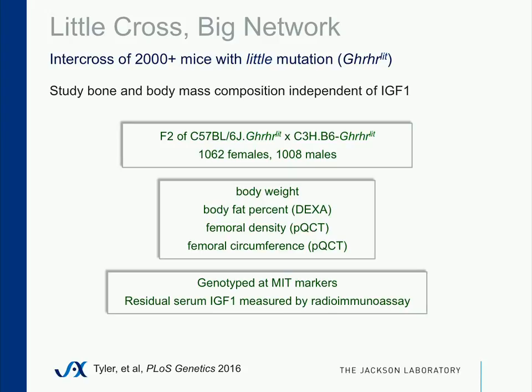and so we found what we call the little cross. It gives us a big network because it's an intercross of over 2,000 mice, but we call it the little cross because this cross is fixed for what's called the little mutation, which is a growth hormone receptor loss of function mutation that arose spontaneously. And so it's on both these backgrounds. And what that does is it allows us to study both bone and body mass independent of IGF-1 for the most part. So this is not an IGF-1 mutation per se. It's a receptor mutation that strongly reduces IGF-1 levels circulating. Okay, so we had that mutation fixed.